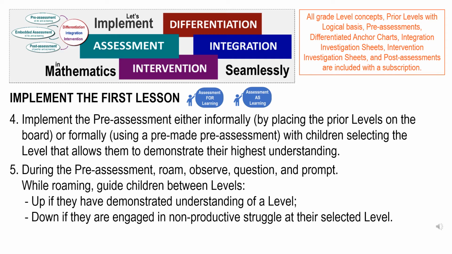Implement the first lesson, embedding assessment for learning and assessment as learning. Step 4. Implement the pre-assessment either informally by placing the prior levels on the board or formally using a pre-made pre-assessment, with the children selecting the level that allows them to demonstrate their highest understanding. Step 5. During the pre-assessment, roam, observe, question, and prompt.